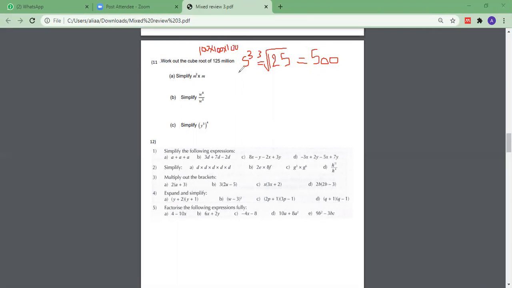Okay, a million has how many zeros? 1, 2, 3, 4, 5, 6. If I multiply 100 by 100 by 100, it will be 100 power 3, right? So if it's 100 power 3, the cube root of 100 power 3 is 100. The cube root is like the square root. It crosses out the power and gives me the main number.